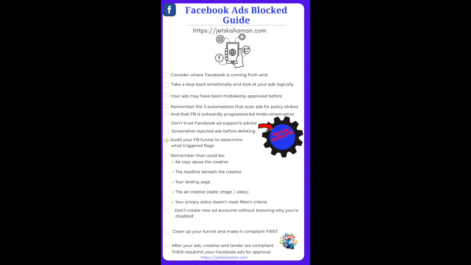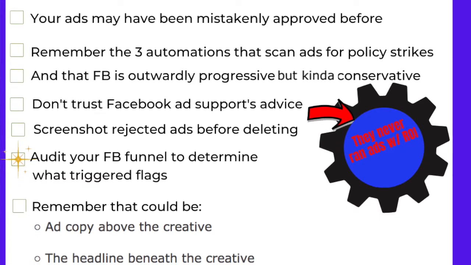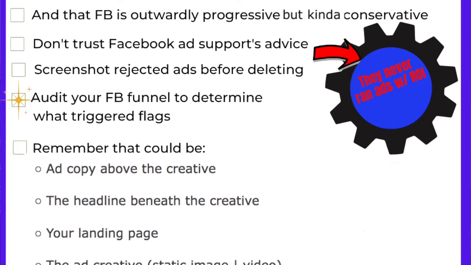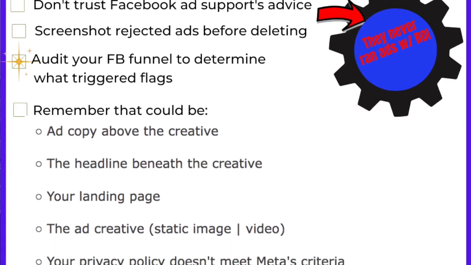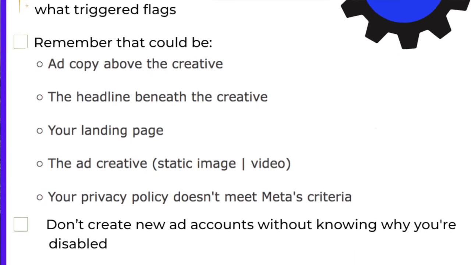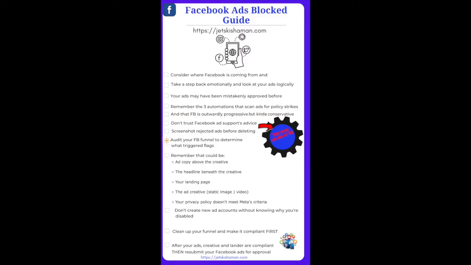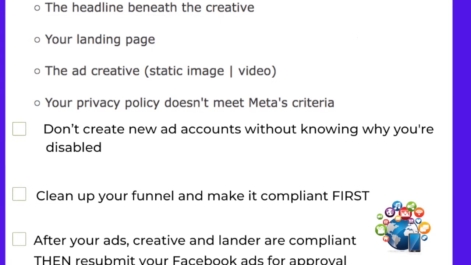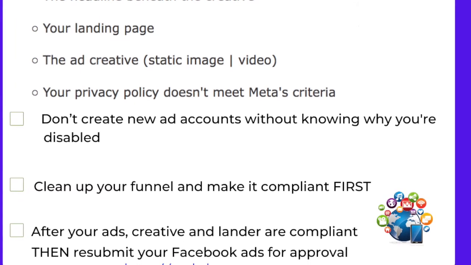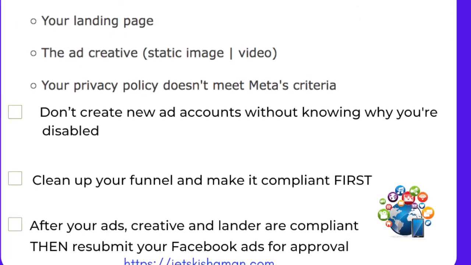Also, screenshot rejected ads before deleting them so that you understand exactly what was going on before when you got shut down. Audit your Facebook funnel to determine what triggered the flags. Remember, that could be the ad copy above the creative, the headline beneath the creative, your landing page, the ad creative itself, whether that's a static image or a video, or it could be that your privacy policy doesn't meet Meta's criteria. Don't create new ad accounts without knowing first why you've been disabled. Clean up your funnel first and make it compliant before submitting. Once you've cleaned up your funnel and made it compliant, then submit your ads for re-review.